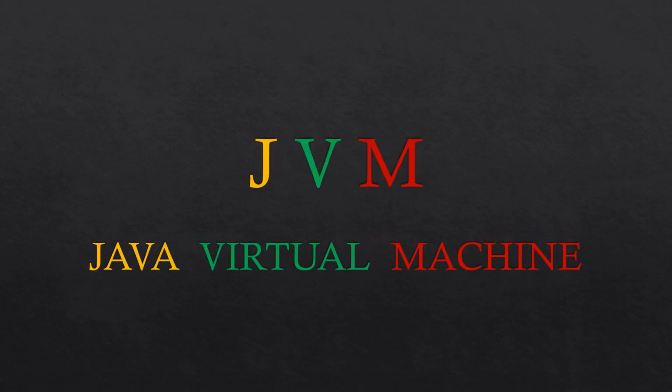JVM, or Java Virtual Machine, converts the bytecode into machine-specific code and provides core Java functions like memory management, garbage collection, and security. It's virtual because it provides an interface that does not depend on the operating system or the hardware. This independence enables the Java program to run anywhere.